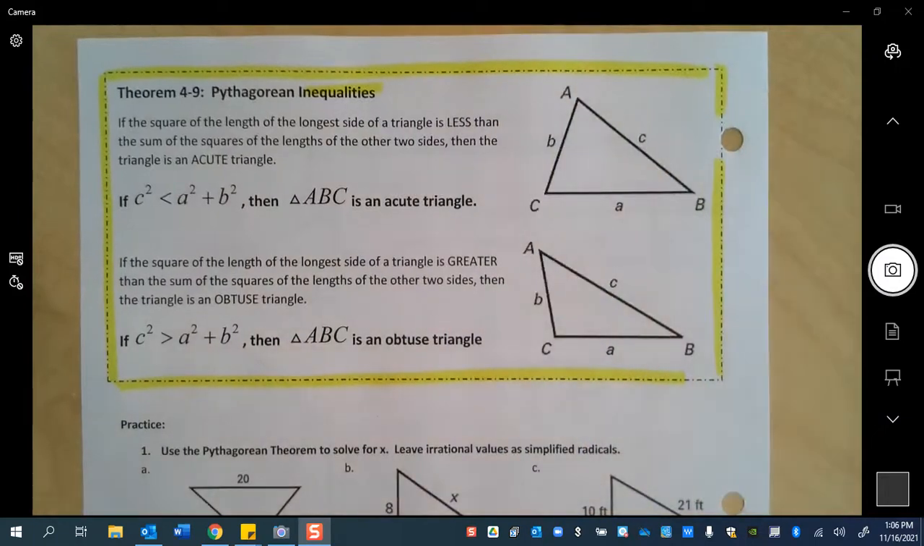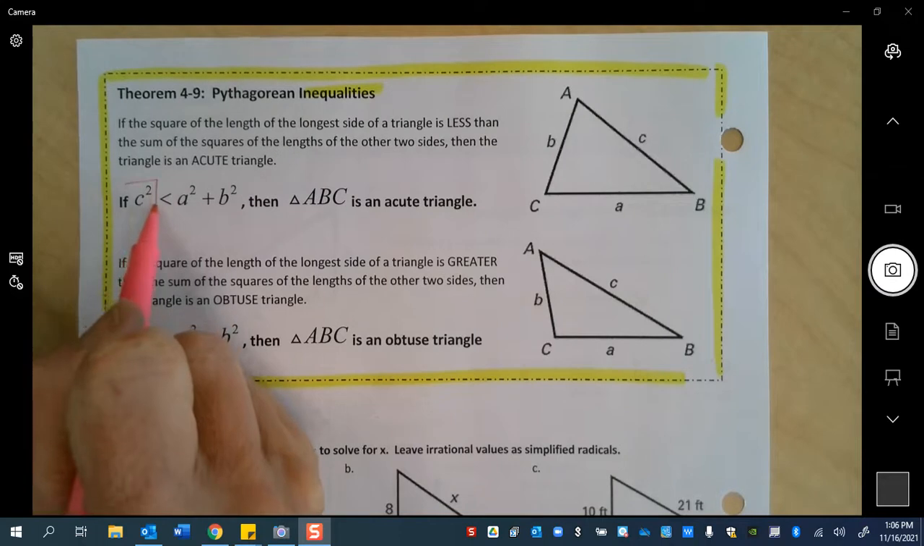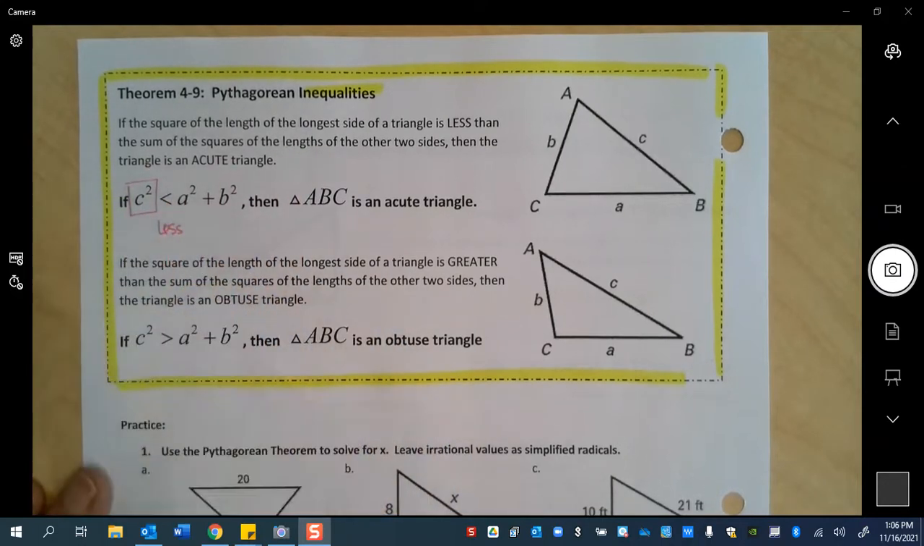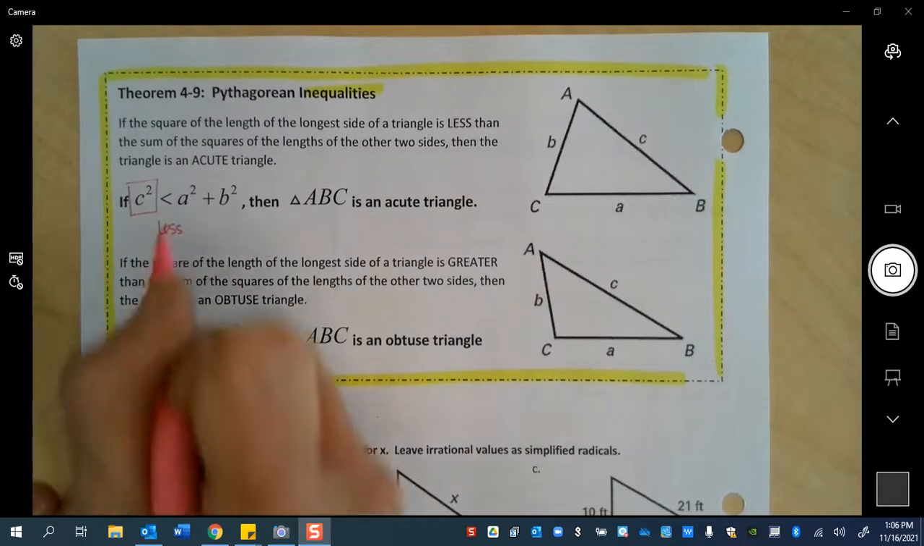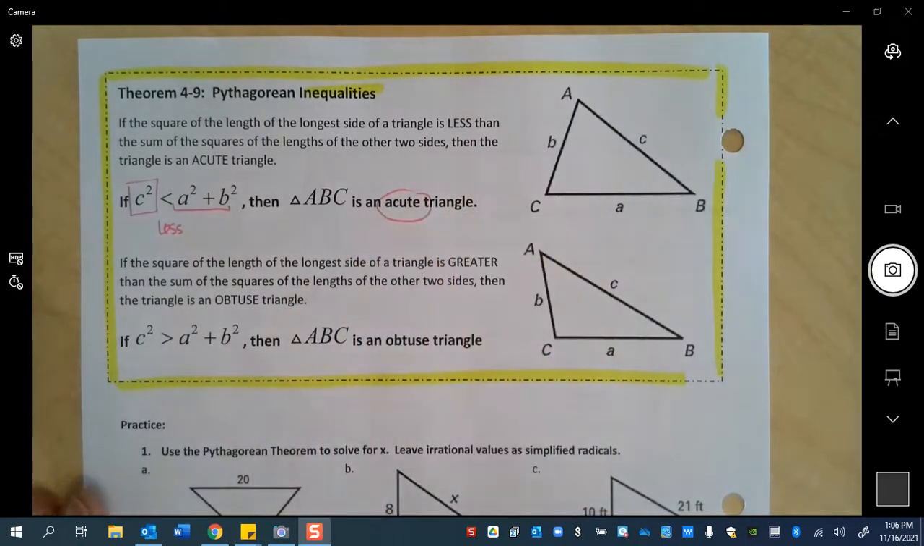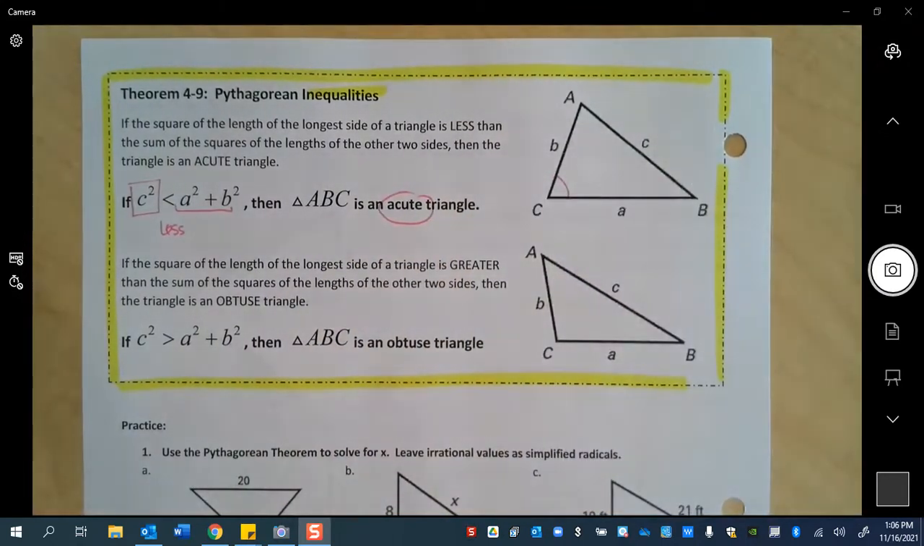Here is our conversation. It helps us if we put c squared on the left-hand side, so we can talk about if c squared is less than a squared plus b squared, that's when I have an acute triangle. I have an acute little angle. If the distance between the tips of my fingers is smaller, notice it makes the angle an acute angle. So c squared is smaller.